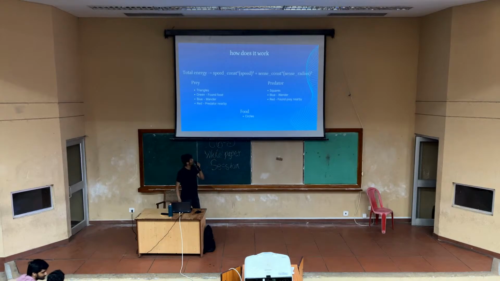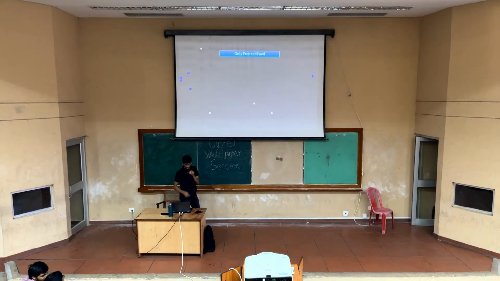So I'm showing you a few demonstrations based on different ecosystems. In the first two, there will be only prey and food, and the food is more. So what you can see is speed is more dominant here, since the faster you are, the more chance you have of getting food compared to others.